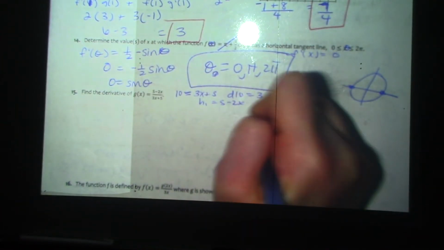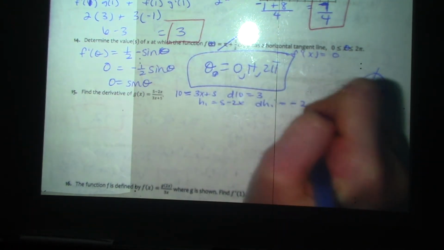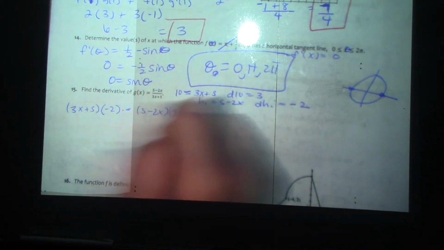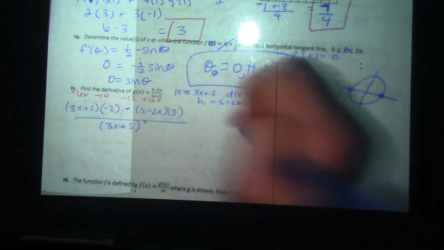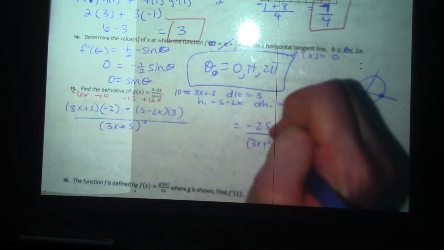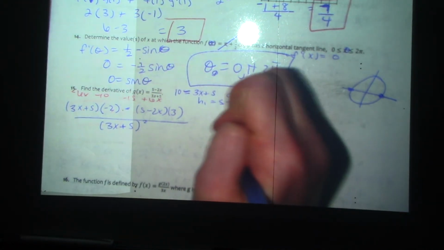Derivative of quotient, so low equals 3x plus 5, d low is 3, high is 5 minus 2x, d high is just the coefficient on x, so negative 2. Low, d high, minus high, d low, over low squared, gives: negative 6x minus 10, negative 15, plus negative become positive, so plus 6x. 6x and minus 6x cancel out, negative 15 and negative 10 become negative 25 over 3x plus 5 squared, and then that is your derivative, g prime of x.